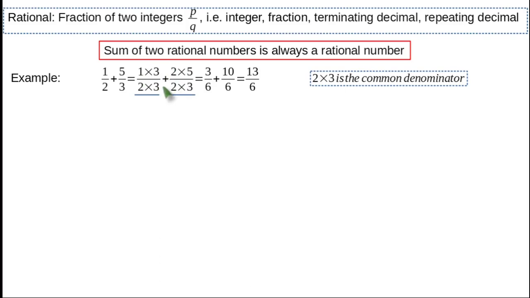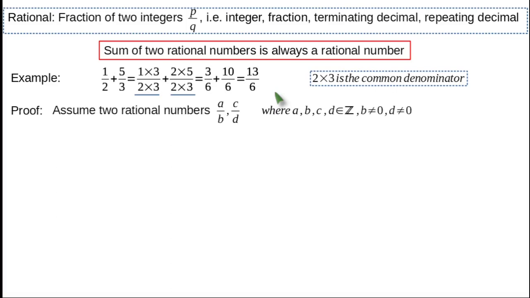Now the first fraction becomes 3/6, and the second fraction becomes 10/6. Now they have a common denominator. I just need to add the numerators together. So the numerator becomes 13 and the denominator becomes 6. This is a rational number because it is a fraction of two integers. So the sum of these two rational numbers is still a rational number. But is this still true for arbitrary two rational numbers?